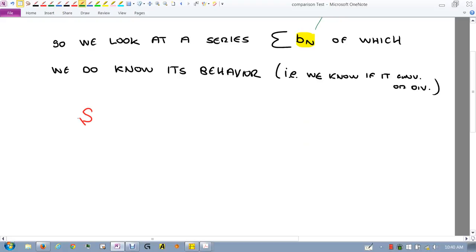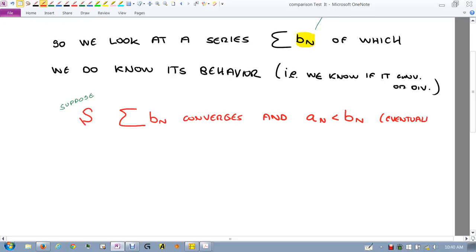Did I show y'all what this S means? Suppose, that's what that means. Suppose the B sub n one converges. And the sequence A sub n is less than B sub n eventually. What do you think the conclusion will be? A sub n has to converge. The series.